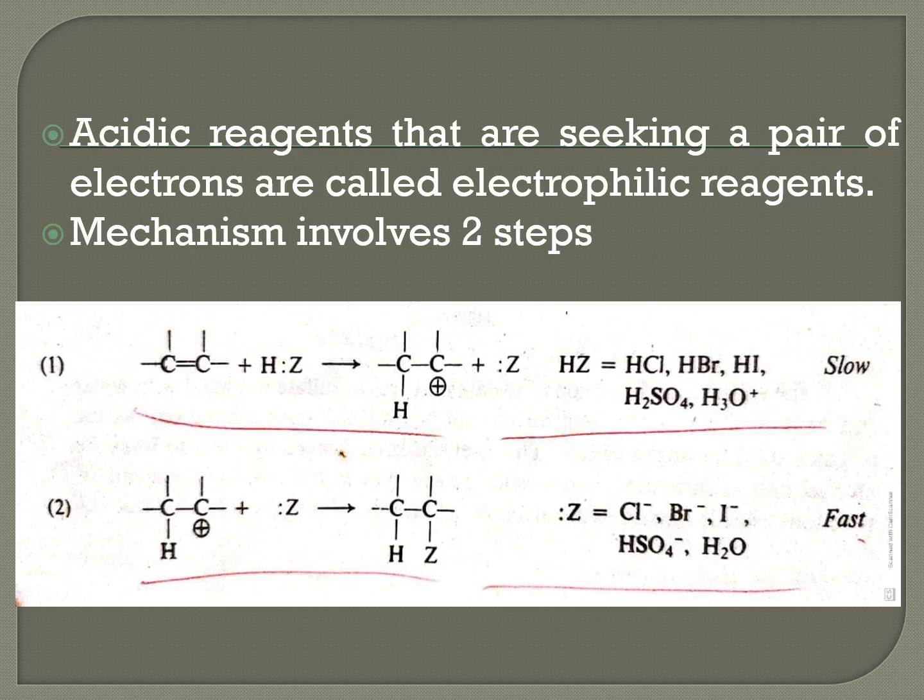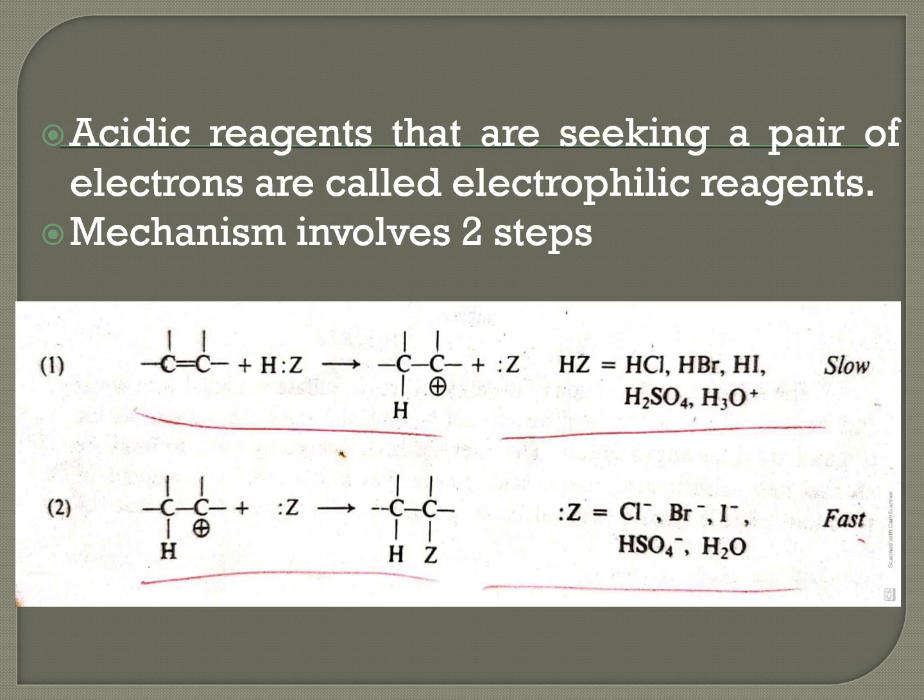The mechanism involves two steps. You can see the two-step reaction in this picture. The first step is the addition of the reagent. We are noting the reagent as HZ. HZ examples are HCl, HBr, HI, H2SO4, H3O+, etc. In the first step, the double bond is broken and the hydrogen, the positive part, is added to one carbon. And the next carbon is seeking a positive charge, that is, it is converted into a carbocation. So that is the first step.